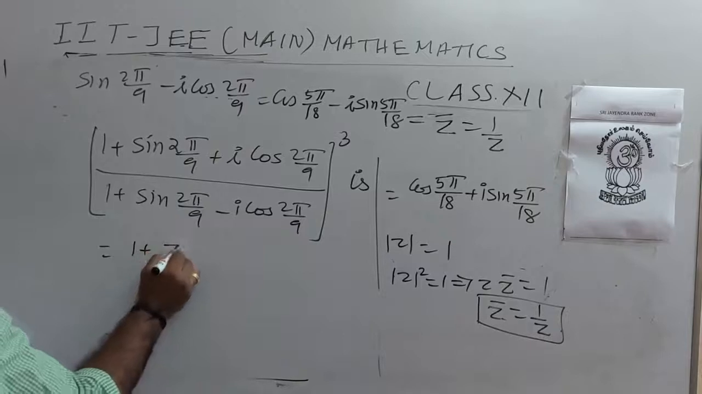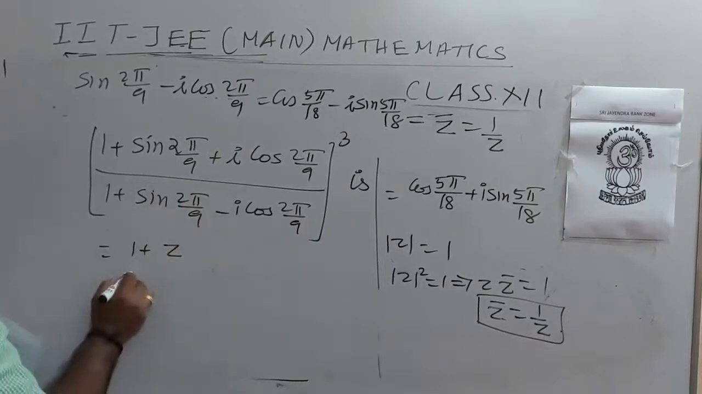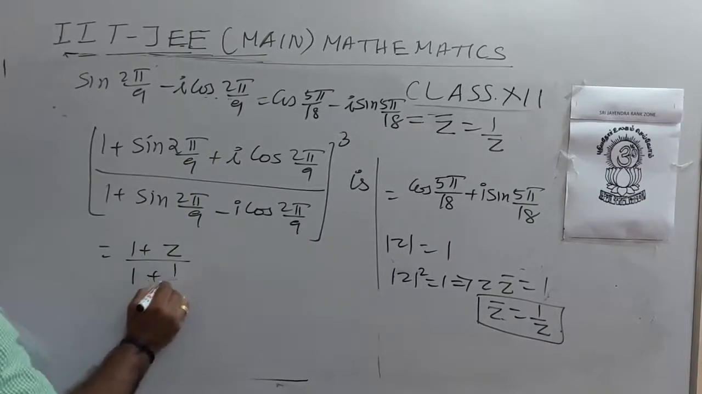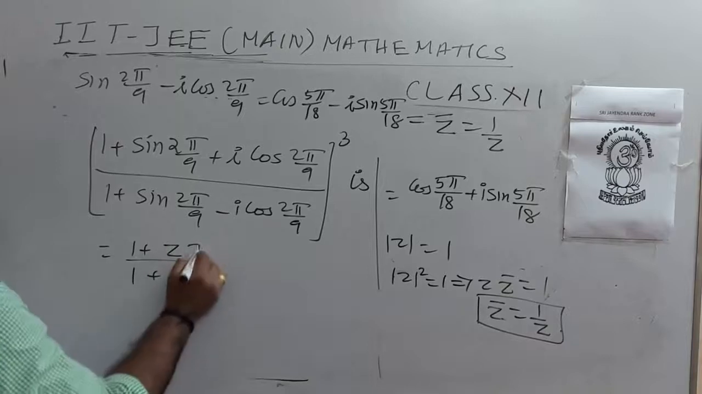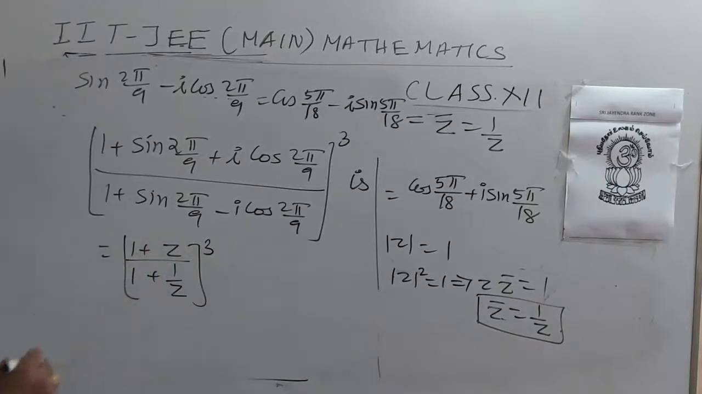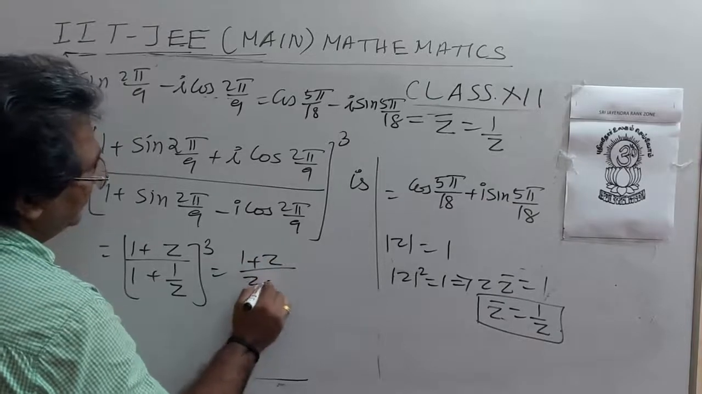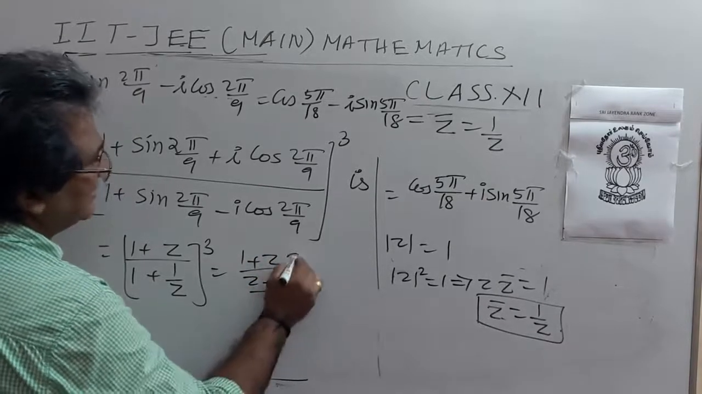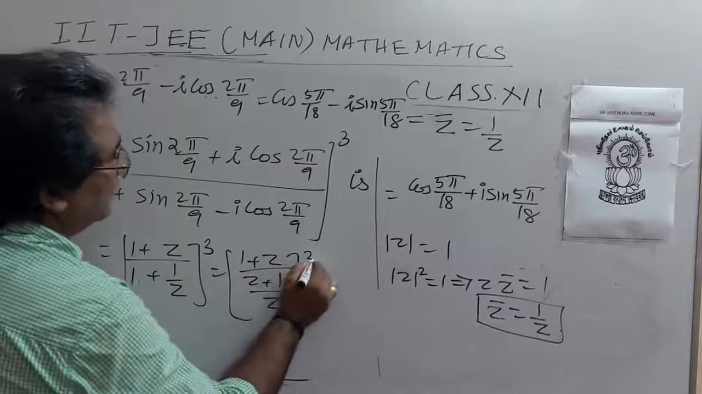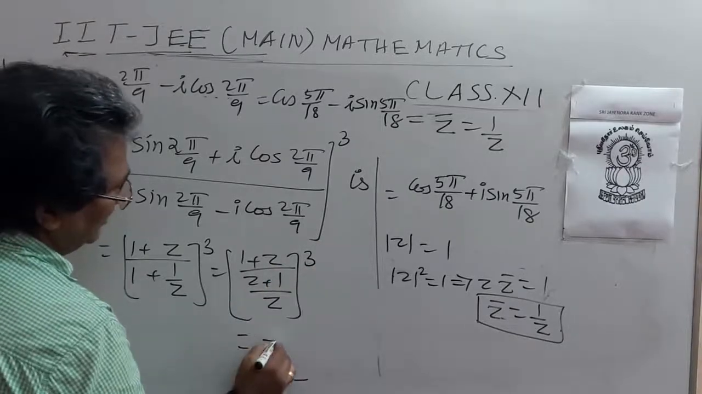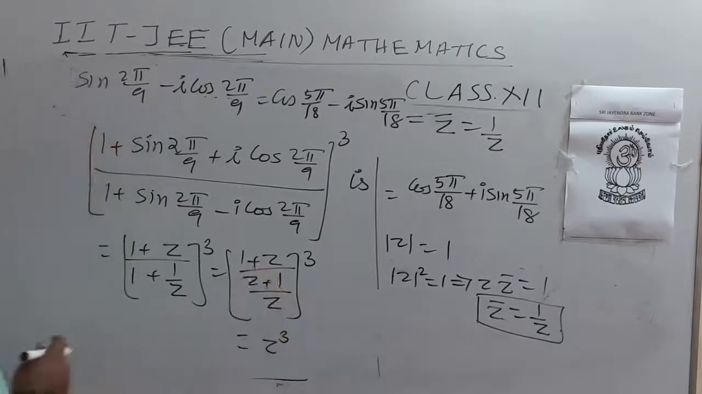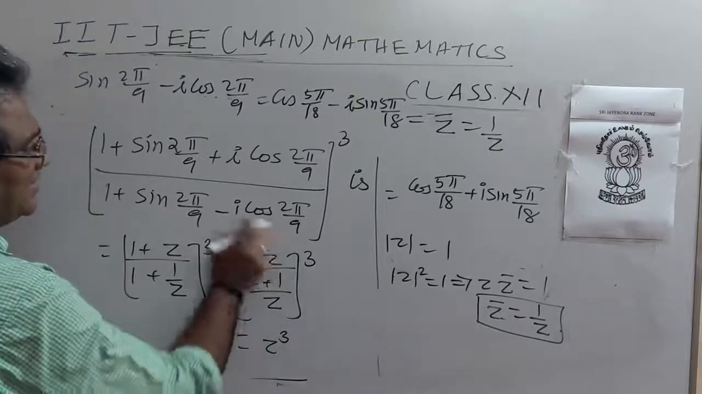Therefore (1 plus z) divided by (1 plus 1 by z) whole power 3. That is (1 plus z) divided by (z plus 1) by z, whole power 3. That is z cube. This will be cancelled. Z will come into the numerator.